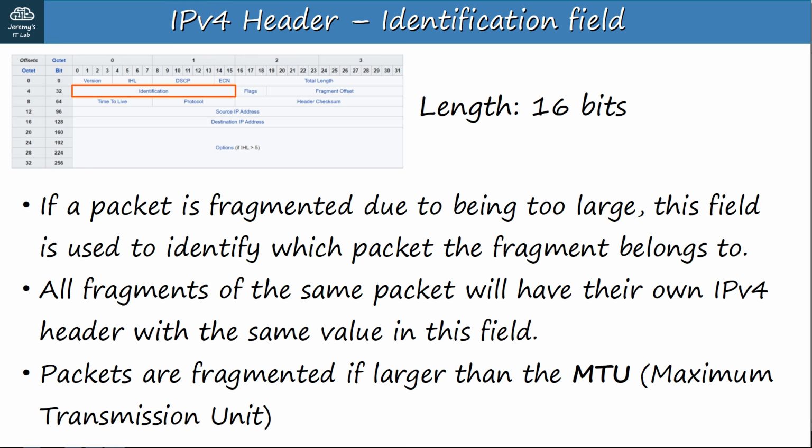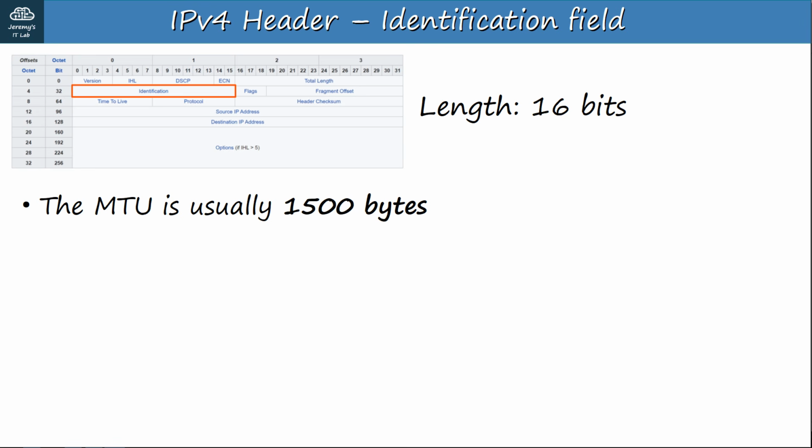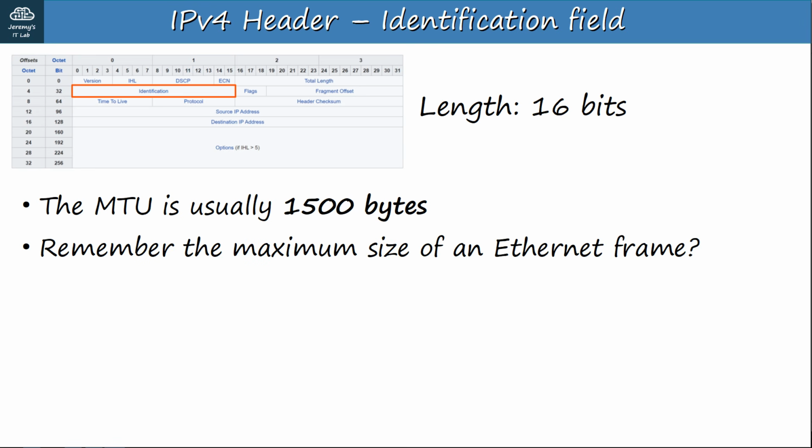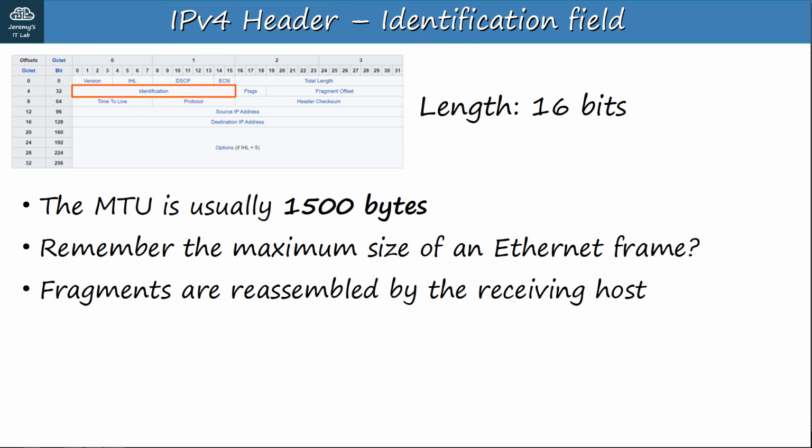Packets are fragmented if larger than the MTU, which stands for Maximum Transmission Unit. The MTU is usually 1,500 bytes. Remember the maximum size of an Ethernet frame? I mentioned that the maximum payload size of an Ethernet frame is 1,500 bytes, so these are related. And one last point, fragments are reassembled by the receiving host.